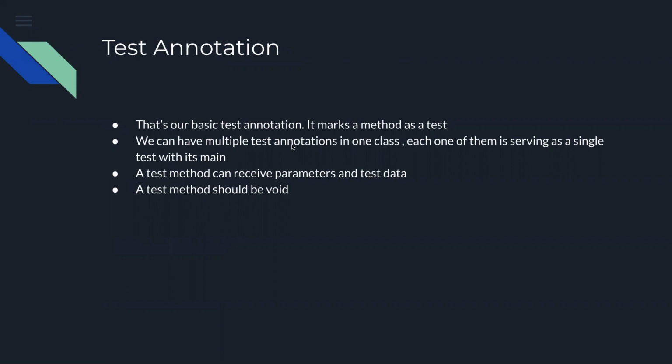As was mentioned before, TestNG has test annotations. Those test annotations are indicators for the program to read some components of our test. The most basic annotation is the test annotation. It marks a method as a test. We can have multiple test annotations in one class. Each of them will be serving as a single test. Think about one class with different mains that you can run the program several times, or run only one of them, or multiple of them.